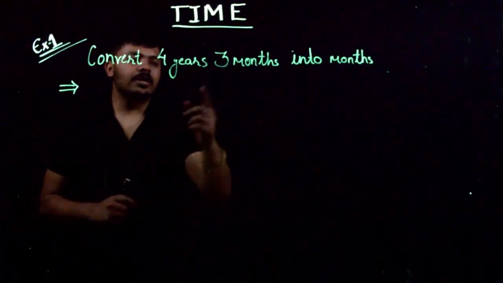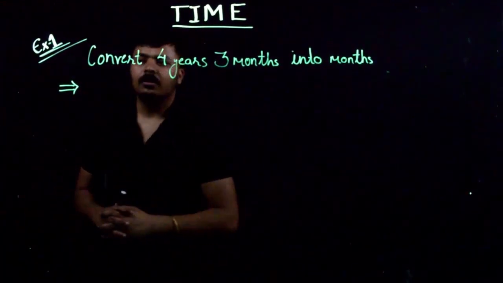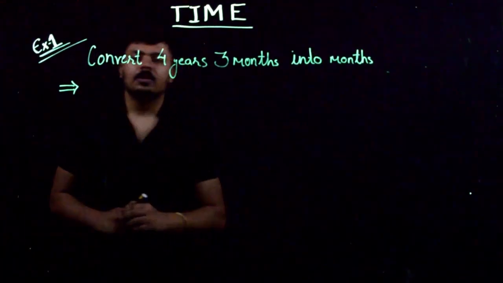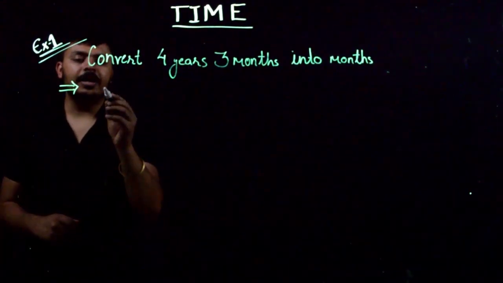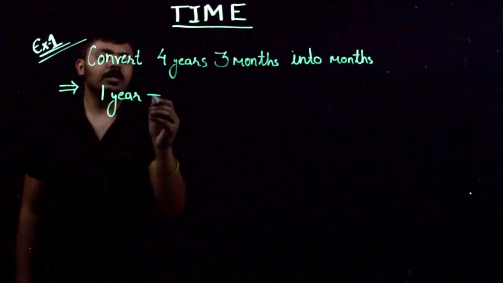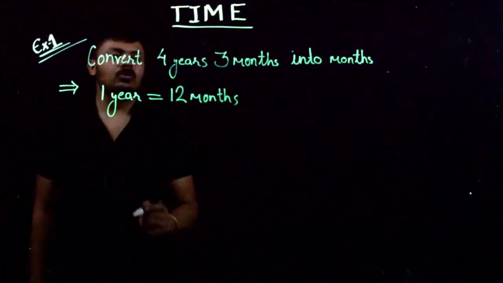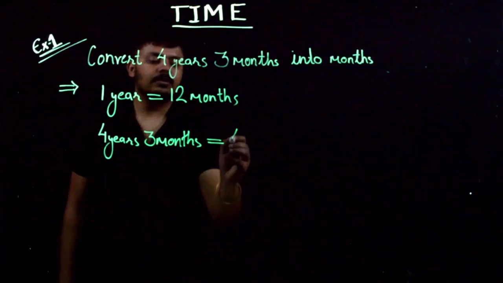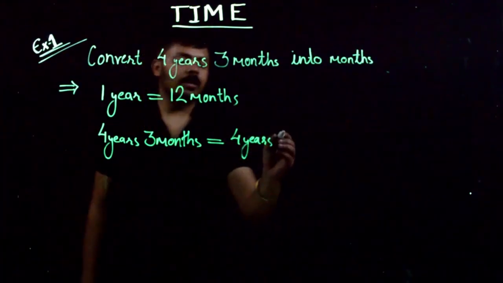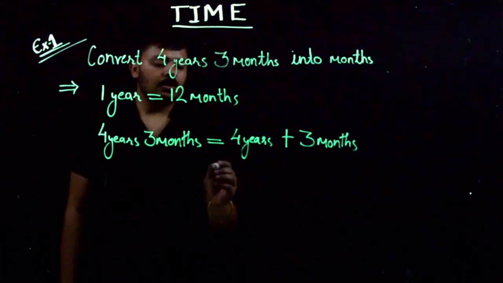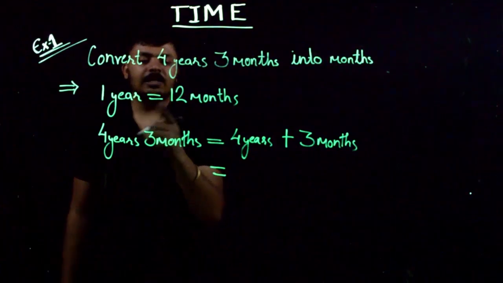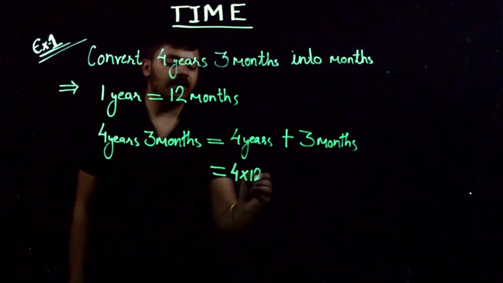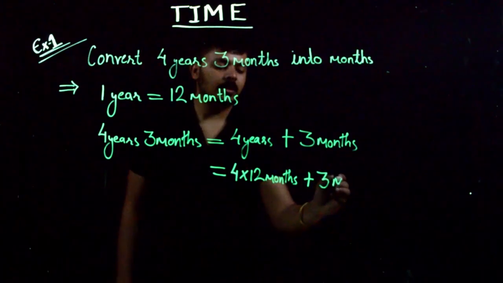Convert 4 years 3 months into months. So here we have to completely convert this into months. So let's start. We know that 1 year is equal to 12 months. So 4 years 3 months can be written as 4 years plus 3 months. Now 1 year equals 12 months, so 4 years equals 4 into 12 months plus 3 months.